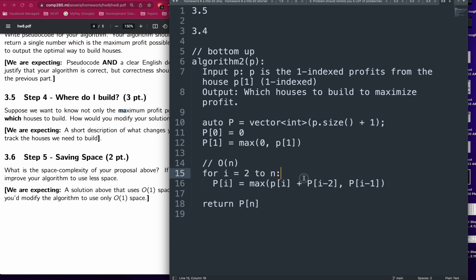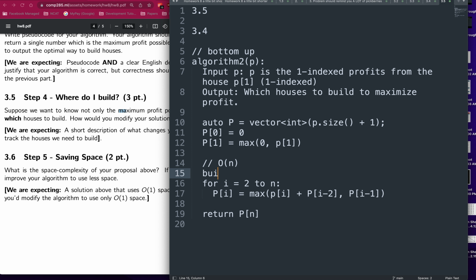In general, you can follow a similar strategy where essentially Pn tells you, if I want to build up to and including I, you basically want to know when did the max value actually take the first branch. As you iterated through the array and built it up, when did you actually pick to build that house versus not build it? So this is actually a lot simpler. You can say build is just an array.